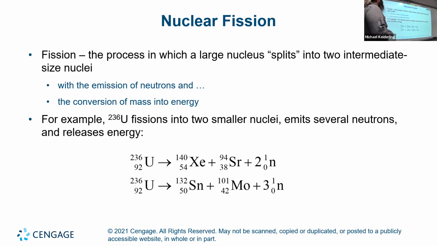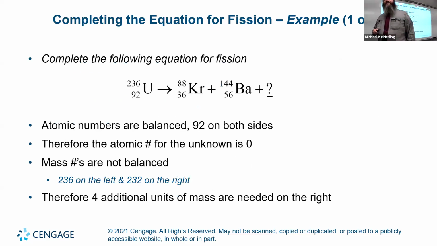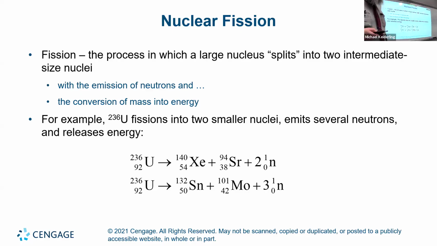So if you have uranium-235 and you have enough of it, sometimes it will emit neutrons. And then when uranium-236 fissions, it spits out neutrons, which can make more uranium-236, which will fission, and so on.